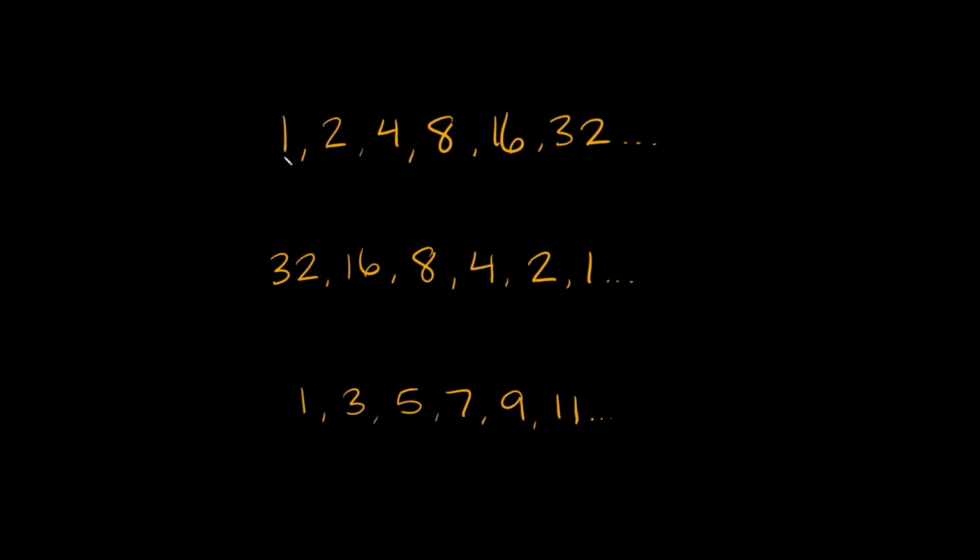Here it's kind of easy to identify. To go from 1 to 2, you just double it. To go from 2 to 4, you double it. Go from 4 to 8, double it. A more proper way of saying doubling is we can multiply by 2. So to go from 1 to 2, you multiply by 2. To go from 2 to 4, you multiply by 2. To go from 4 to 8, you multiply by 2. 8 to 16 and 16 to 32, same thing. So if you wanted to find the rest of the numbers, you would just keep multiplying by 2.